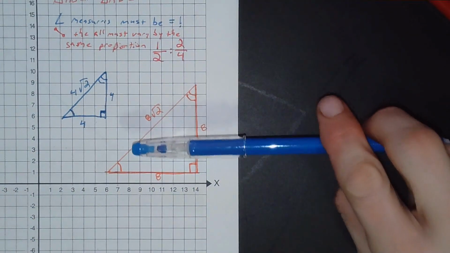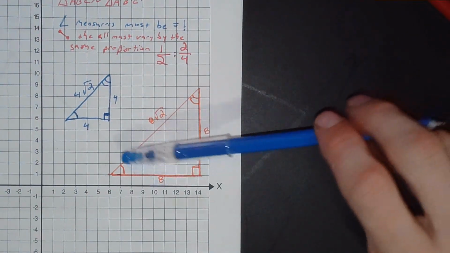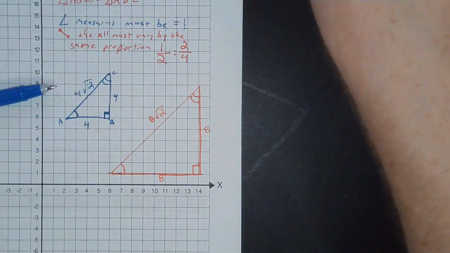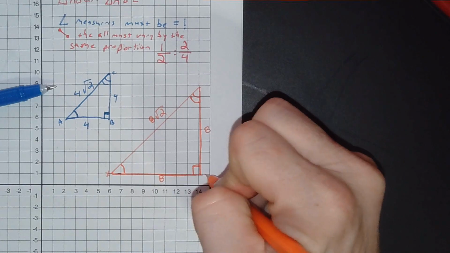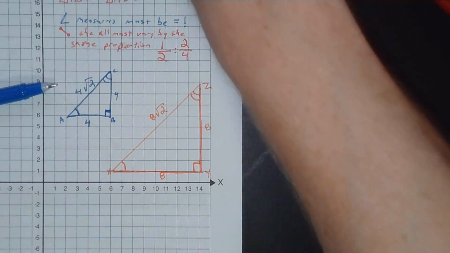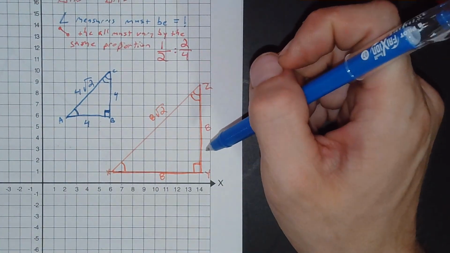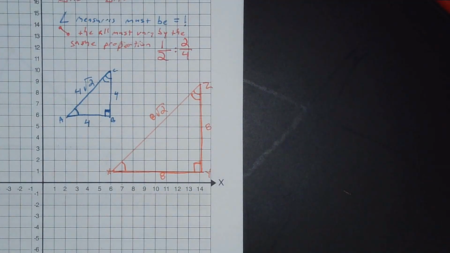But these are similar triangles. I will call this A, B, C, and I'll call this X, Y, and Z. If I wanted to prove that triangle ABC is similar to XYZ, there are a few ways to do it. The first way is with what we call the angle-angle theorem.